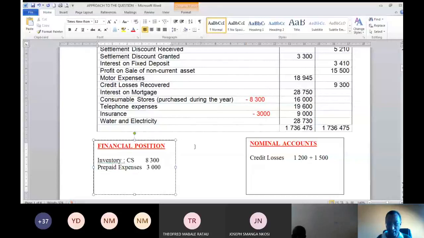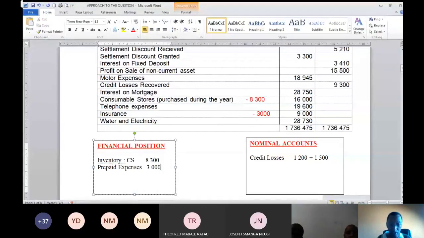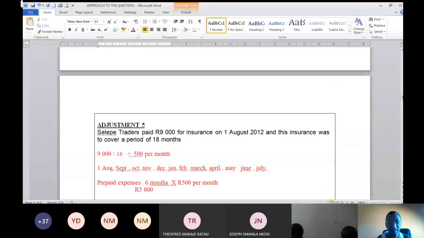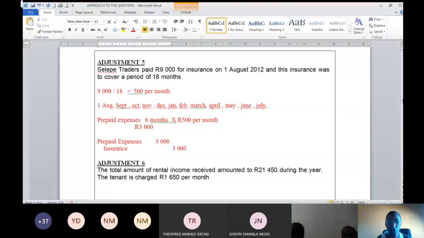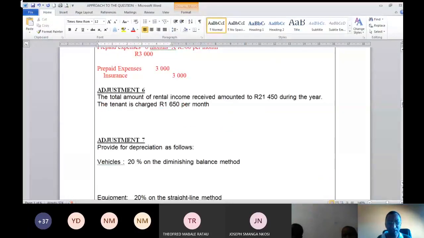Okay, remember this is what I've got here at the bottom is for the accounts that are not in the trial balance. We've got financial position accounts that must be added to our other financial position accounts and nominal accounts. Besides these nominal accounts, we will also have nominal accounts from our adjustments. So guys, we are continuing with this now. Remember that adjustment was the adjustment that dealt with prepaid expenses and insurance.